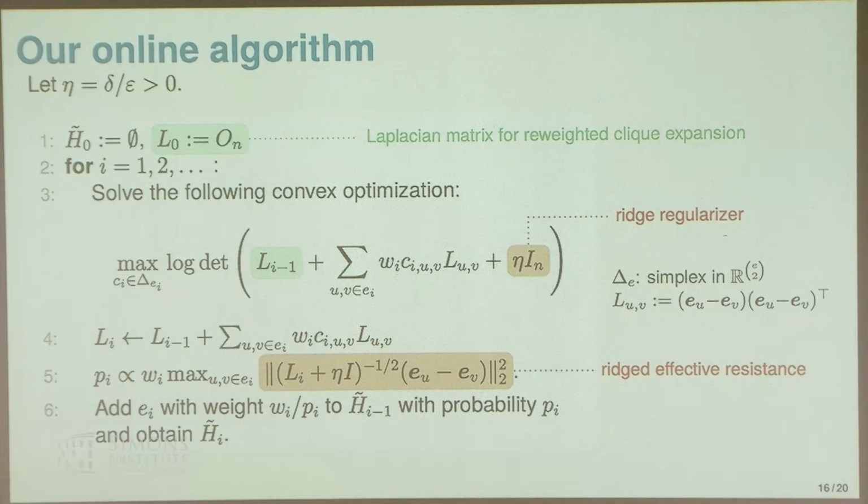This is another representation of effective resistance. We have a regularizer here, but this is basically the effective resistance of the resulting weighted clique expansion. This comes from the framework: when you add hypergraph edge e_i, the weight should be w_i divided by p_i to get an unbiased sparsifier. So this is the algorithm.